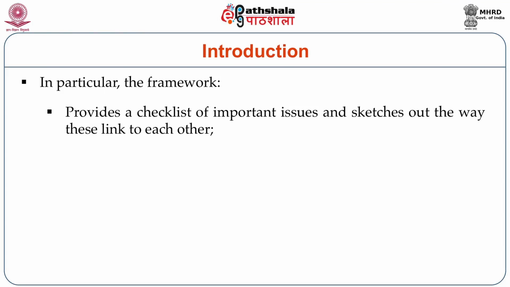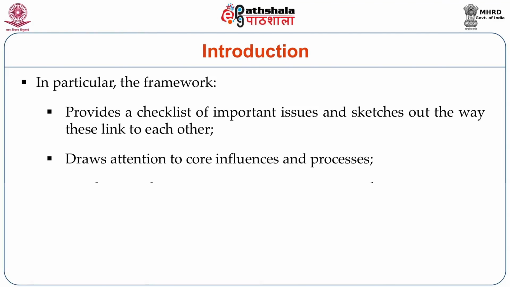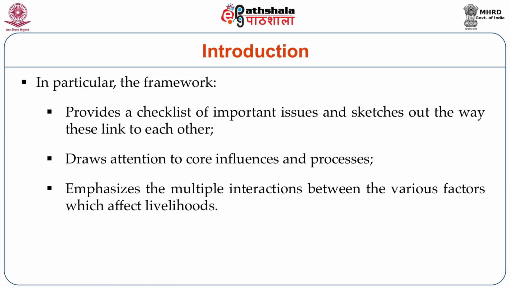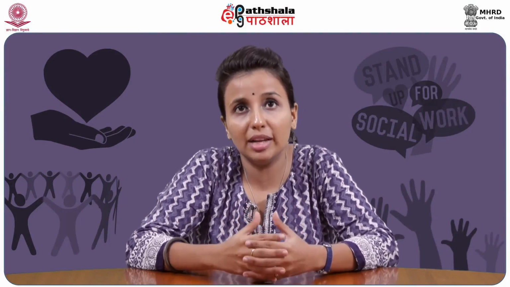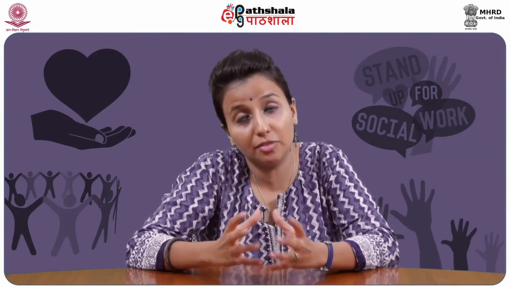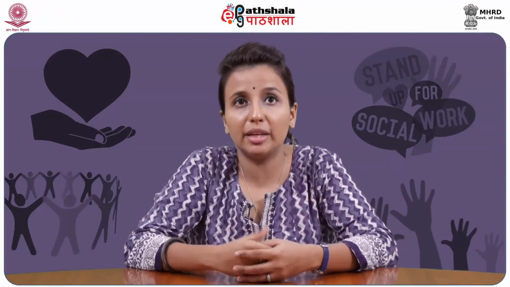In particular, the framework provides a checklist of important issues and sketches out the way these link to each other. Now, it also draws attention to core influences and processes and emphasizes the multiple interactions between the various factors which affect livelihoods. Now, there are key features that we, when we talk about sustainable livelihood, there are some few key features now which I would be explaining.